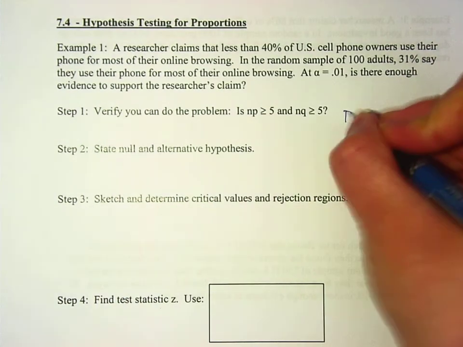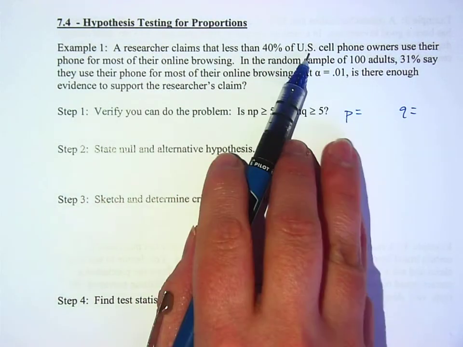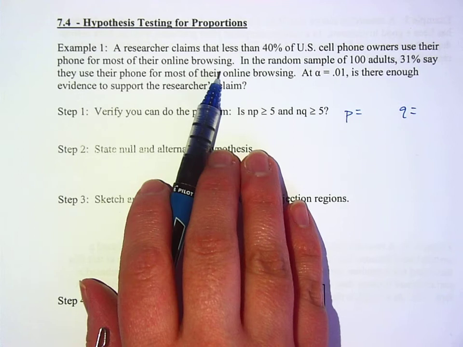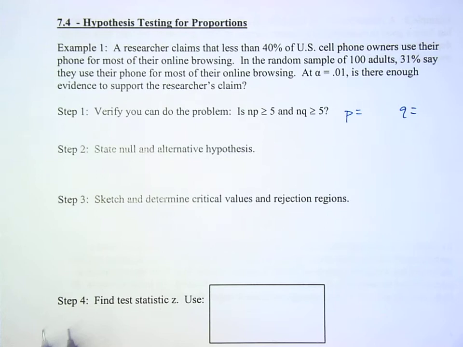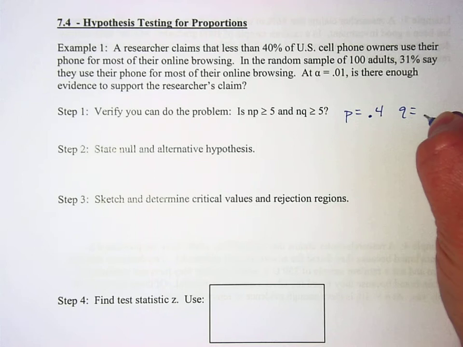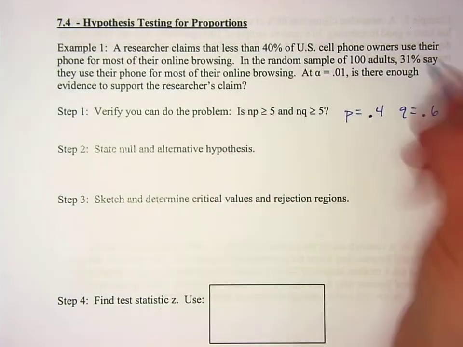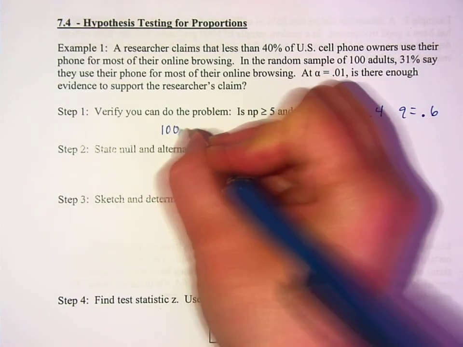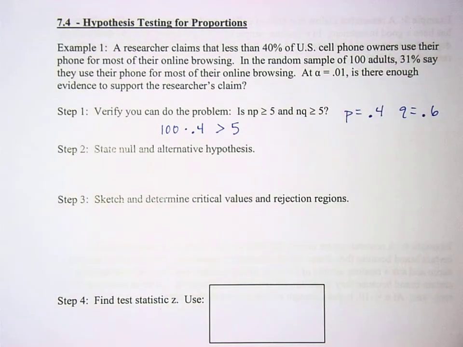np, nq. So we're going to write down p and q for this. A researcher claims that less than 40% of U.S. cell phone owners use their phone for online browsing. In a random sample of 100 adults, 31% say they use their phone for most of their online browsing. All right, so p here is 40%, which makes q 60. So we're verifying we can do the problem. We're just going to take the smaller one, and it's 100 adults. So if we take 100 times 0.4, is that greater than or equal to 5? Yeah, that's 40, right? That's much, much bigger than 5. And we don't need to check 60 because we know that's also going to work, so we're fine there.